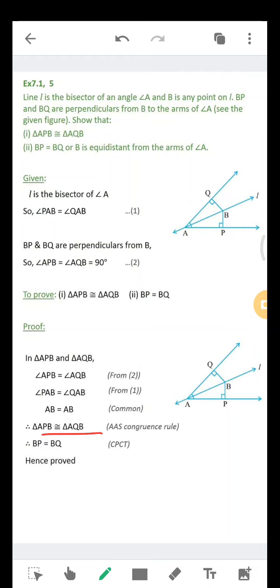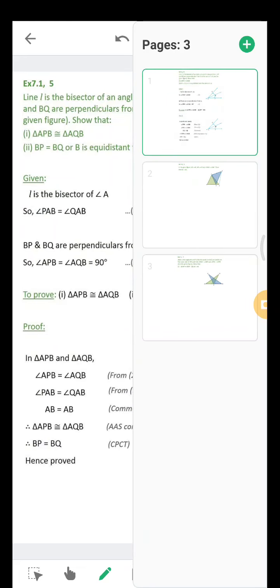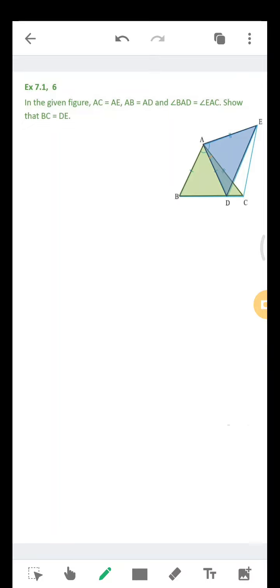When these two triangles are congruent, then we can say the other parts are equal. So BP is equal to BQ. They are CPCT, corresponding parts of congruent triangles. So very easily we can prove if you know the congruency rules. Now let's go to the next question, question number 6 of exercise 7.1.